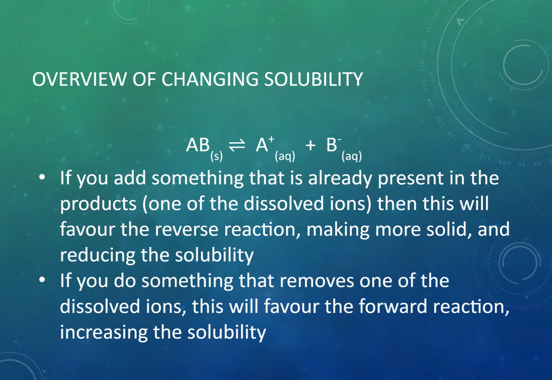Similarly, if we do something that removes one of the dissolved ions, so we take away some A+, or we take away some B-, in some way, shape or form, usually by reacting it with something else, then that's going to favour the forward reaction, which is going to cause more of that salt to dissolve. And if you've done 2.2, which is the standard that involves ions, then you will have played around with this, perhaps through making a complex ion or changing the pH that can force that sparingly soluble salt to dissolve further.